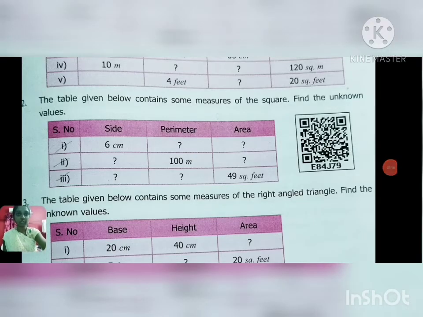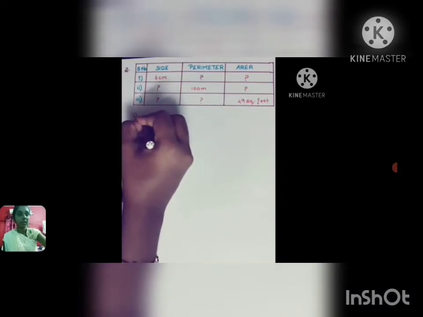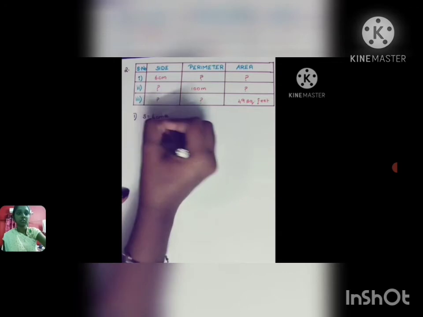Now, let us move on to the next question. Take exercise 3.1 and take the second question. A tabular column is given, the first column of which is the side of the square, and the second is the perimeter, and the third column is the area of the square. We need to fill in the incomplete spaces of the table. In the first subdivision, the side of the square is given, and we are asked to find the perimeter and area of the square. So now, we have s is equal to 6 centimeter.